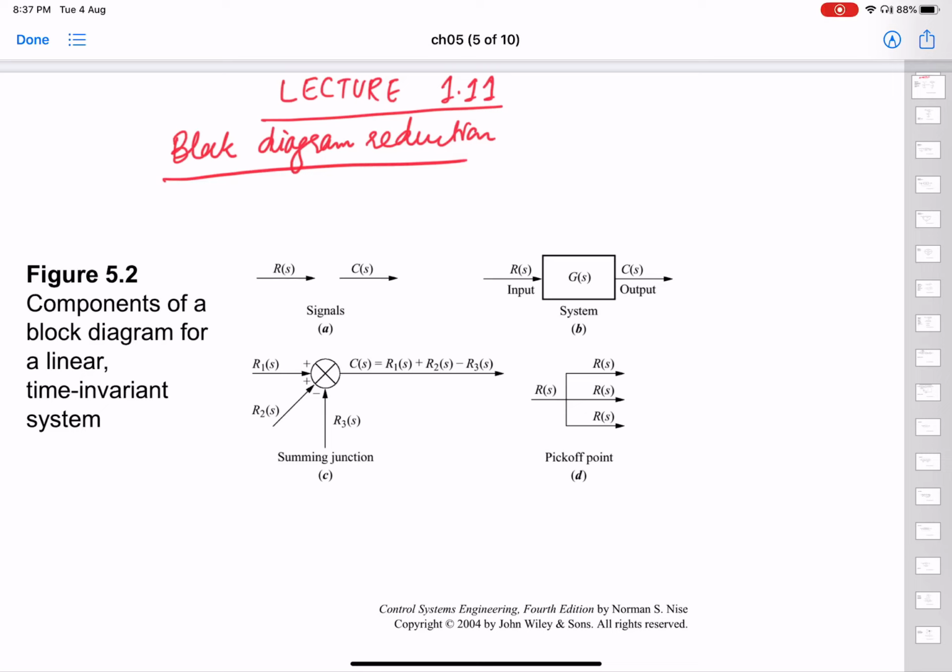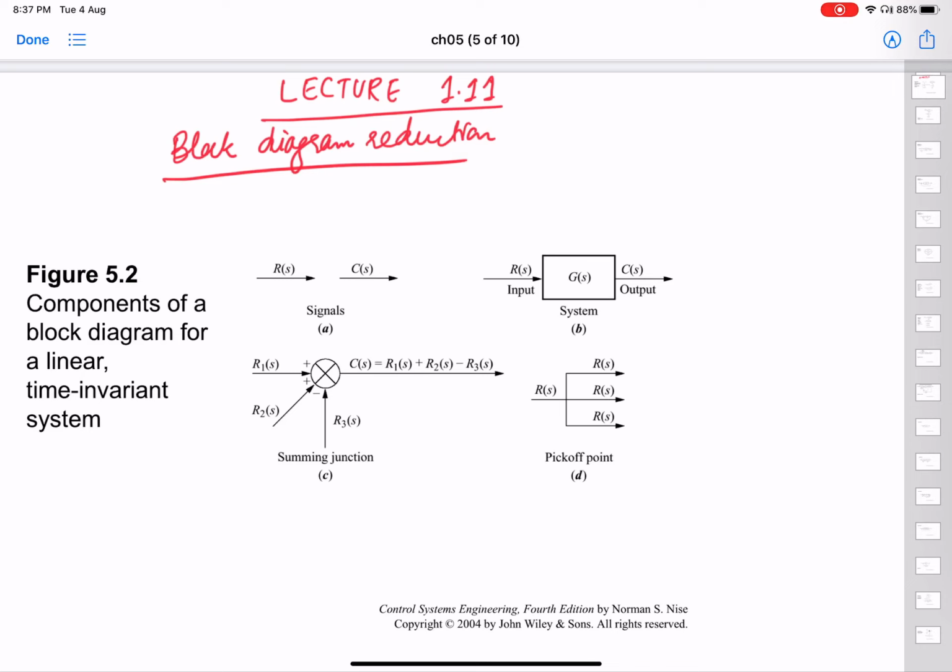This is lecture 1.11. In this lecture, we are going to look at block diagram reduction. We have already seen in the last lecture some complicated transfer functions, especially the one related to the DC motor, which had a number of blocks. To find the transfer function of such a system, you would need to combine those blocks together to get the transfer function in a form that you could process further.